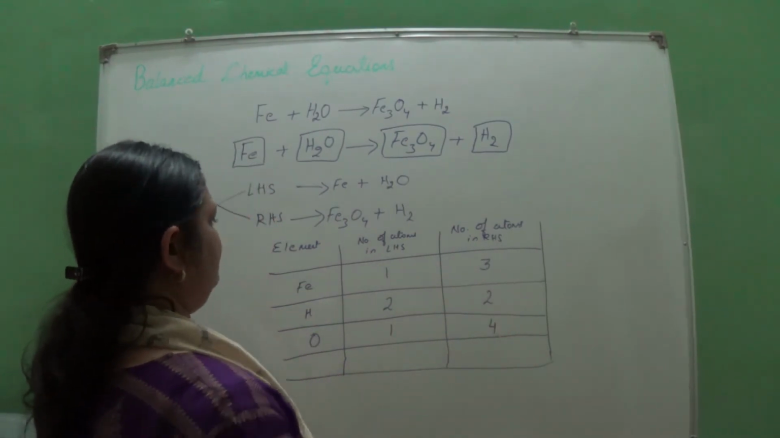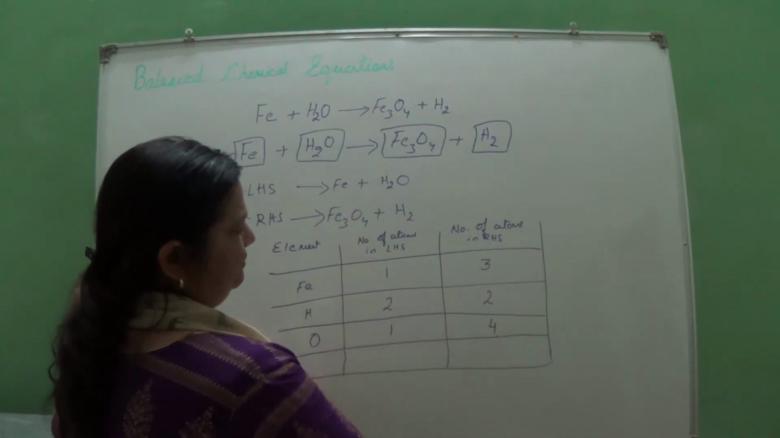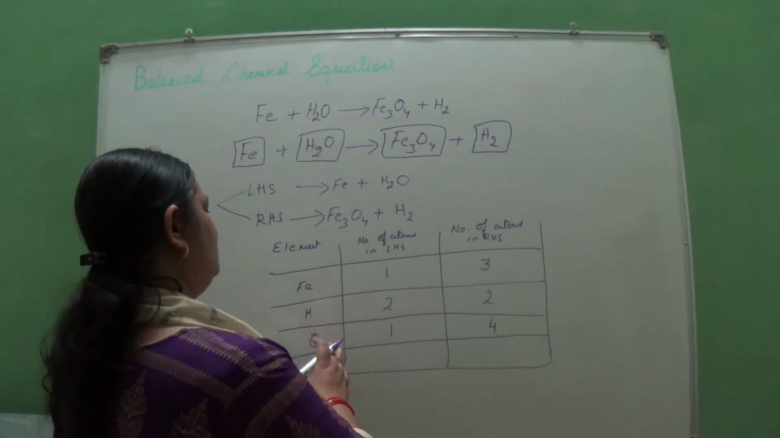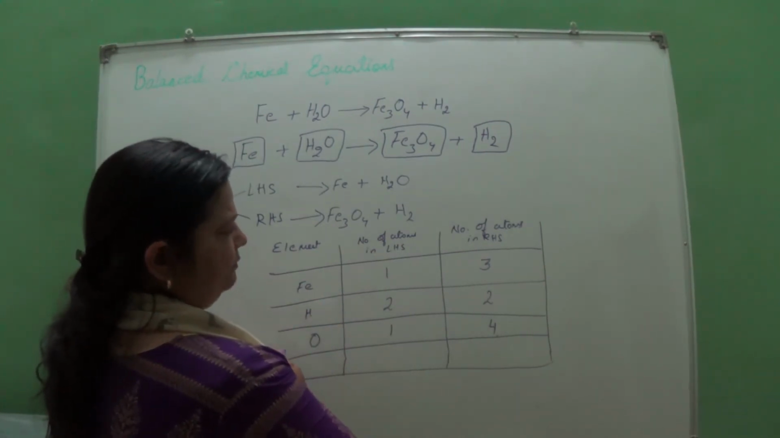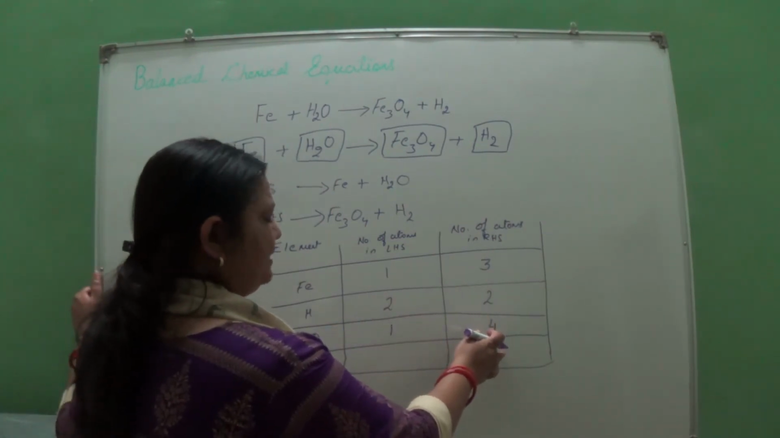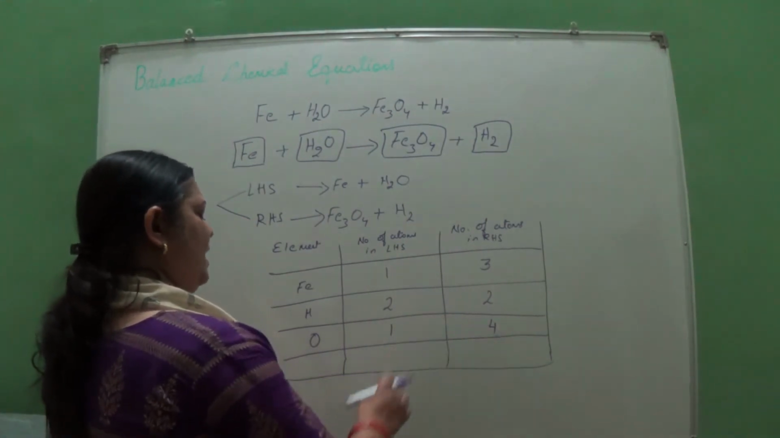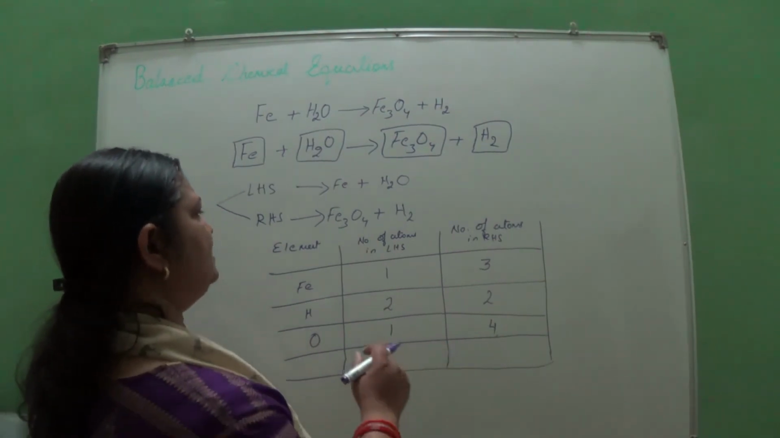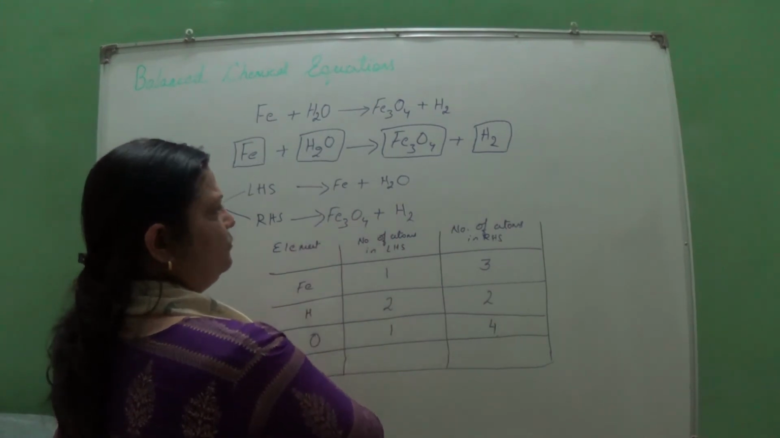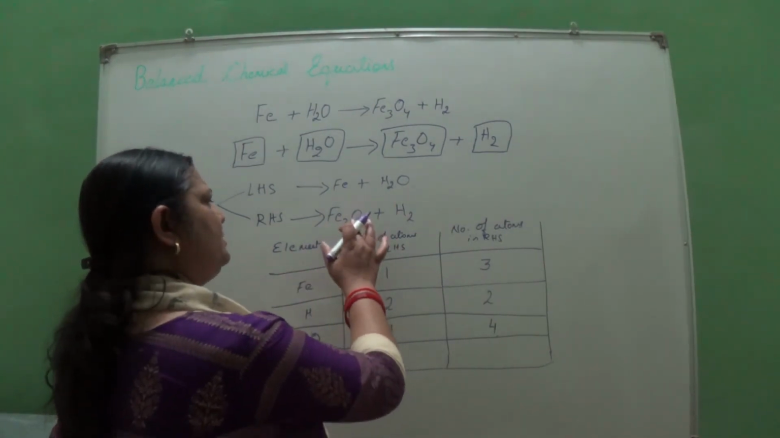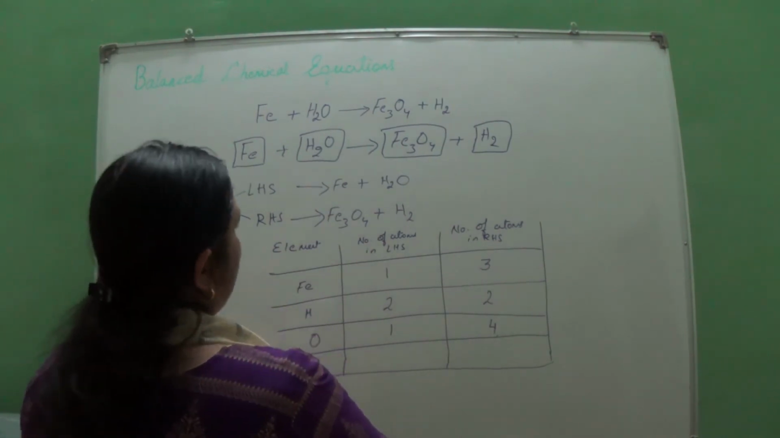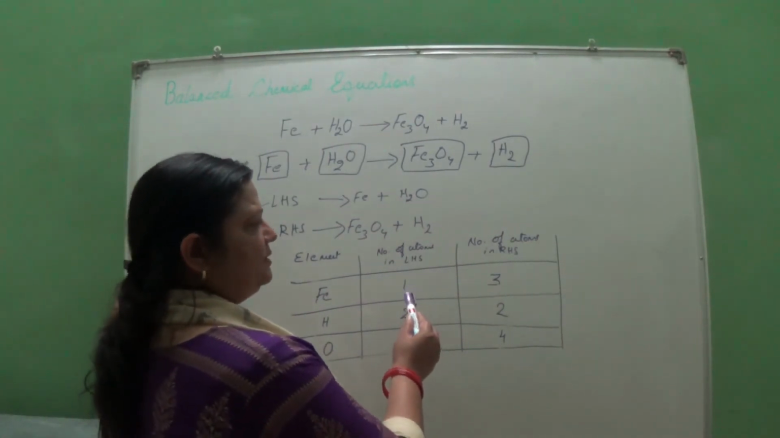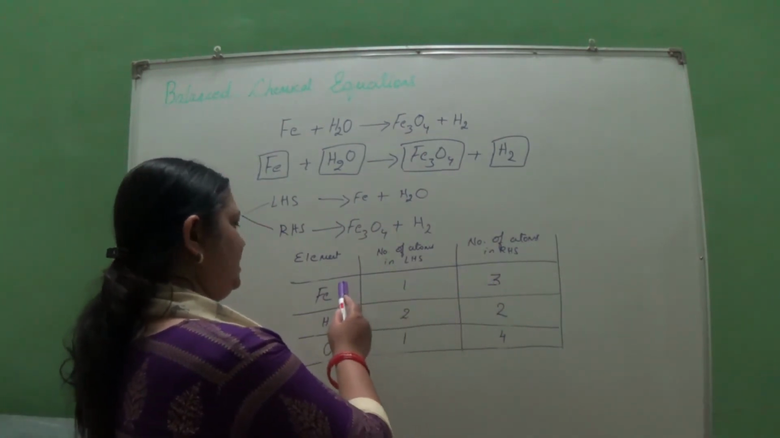Now see, here iron and oxygen, there is difference in the atoms, but in hydrogen it is okay. So what should we take, iron or oxygen, there is a question. So the next step is that we should take the atom which is present in the maximum number. When we are seeing that here oxygen is 4 and it is in the maximum form, first we will be taking oxygen in order to balance the reaction.